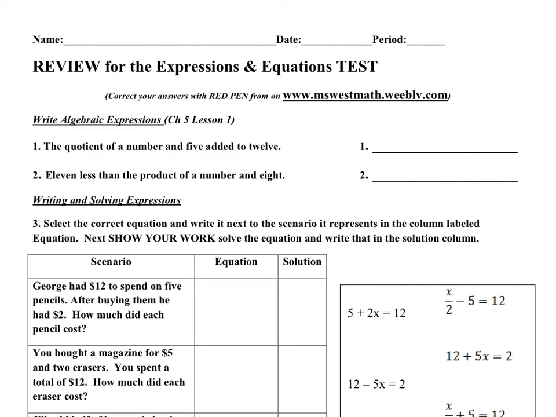Answers for review for our test Friday. Number 1, the quotient of a number n and 5 added to 12.